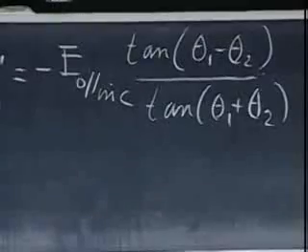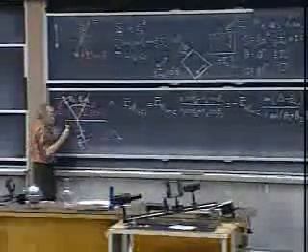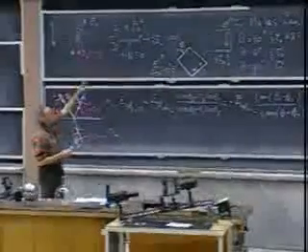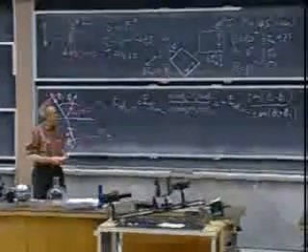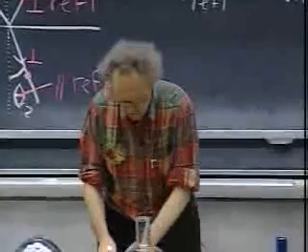Keep in mind, if you're ever interested in the intensity of this light, then you must always remember that the Poynting vector is proportional to E0 squared. So you always have to square these numbers when you're interested in light intensity. This is just the strength of the E vector.